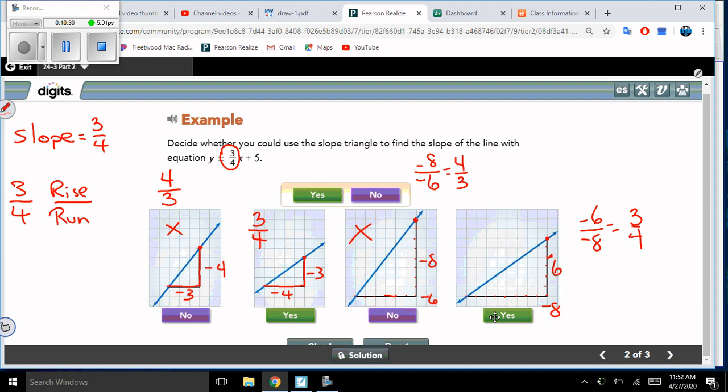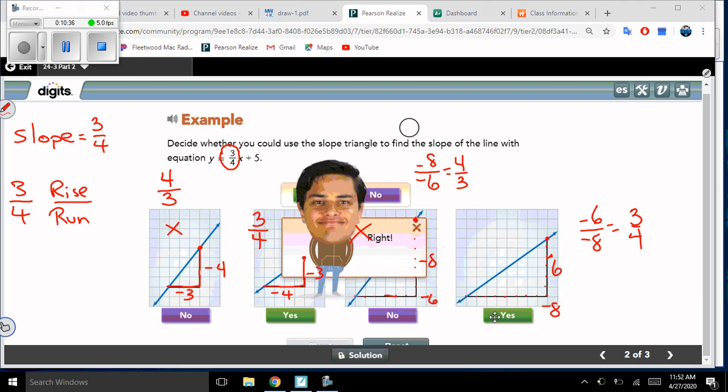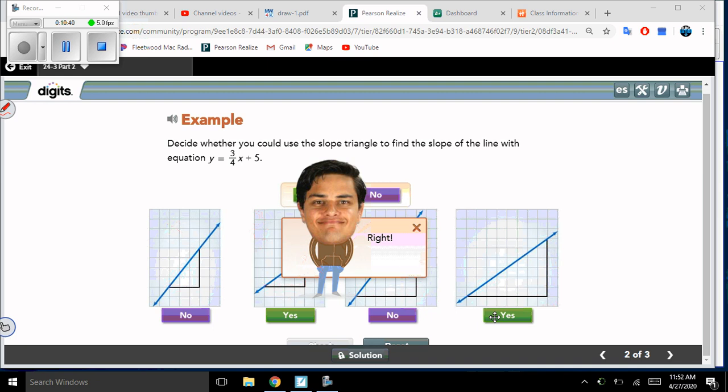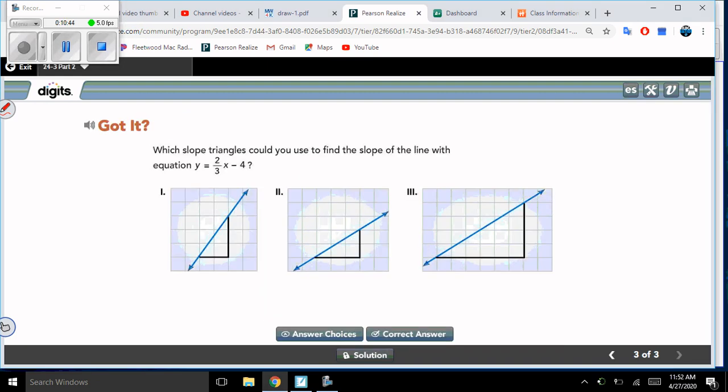And we're going to go ahead and check those. And we are correct. Okay. All right. Questions there? Again, I didn't think that was too terribly difficult. Hopefully you feel the same way. Now let's take a look at this last comment here. Which slope triangles could you use to find the slope?